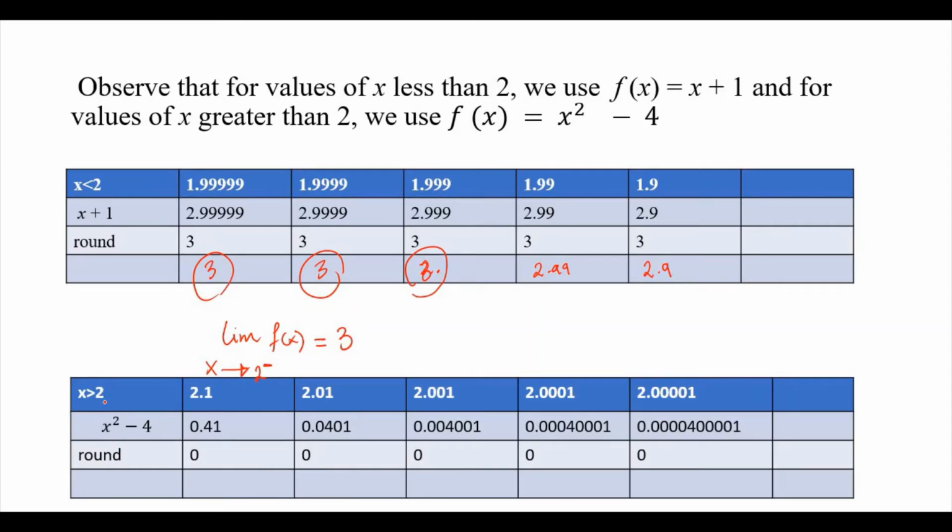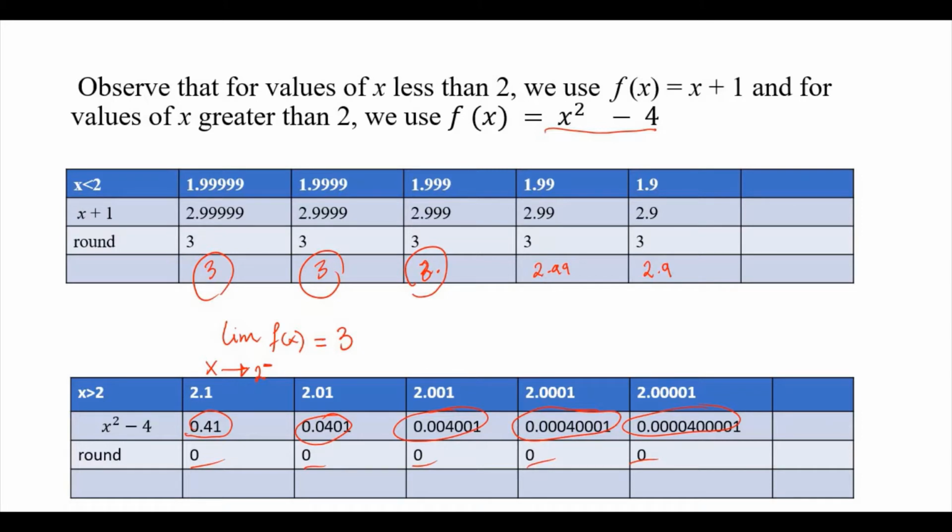Next, we're going to build a table based on the values that are greater than 2. So I have chosen numbers that are slightly greater than 2. I began with 2.00001, 2.0001, 2.001, and so on. Then I found the value of f of x at each of these points. So you will end up with 0.0004, 0.004, 0.004, and so on. If you round these original numbers to the closest whole integer, you're going to end up with 0. This suggests that a limit might exist.